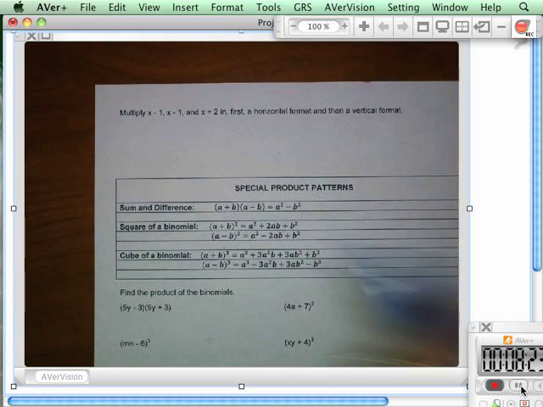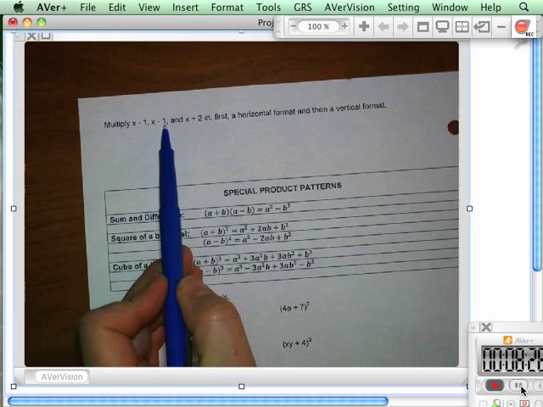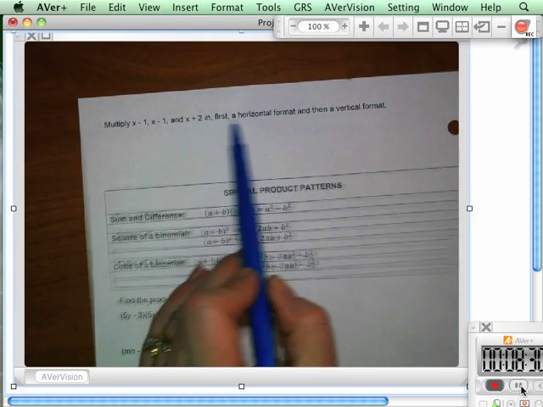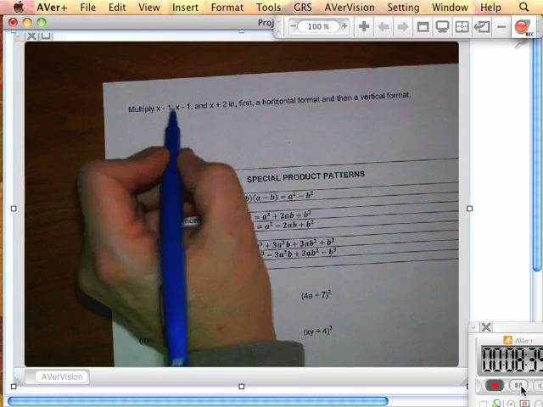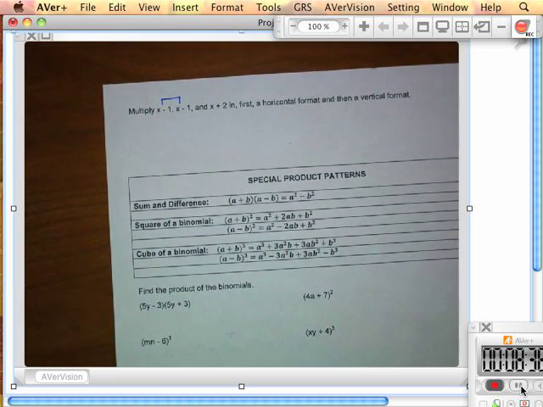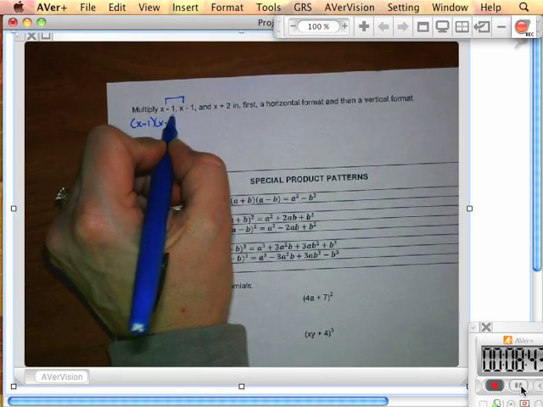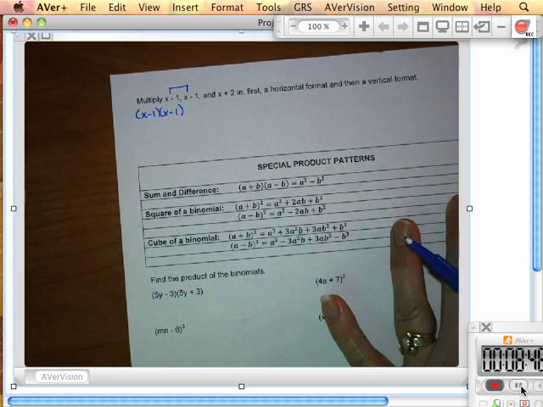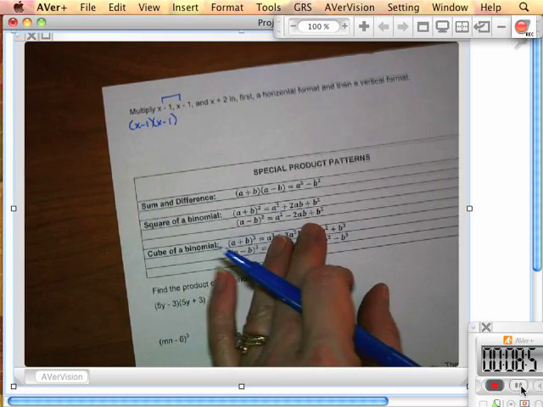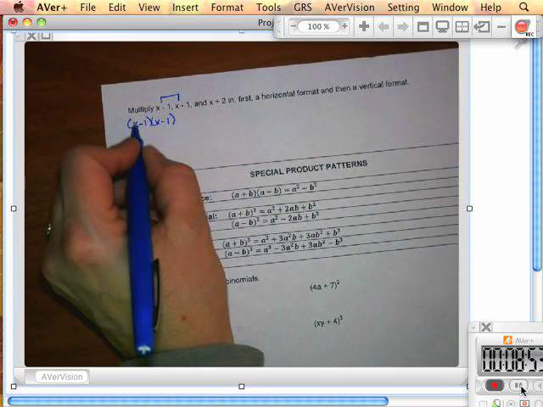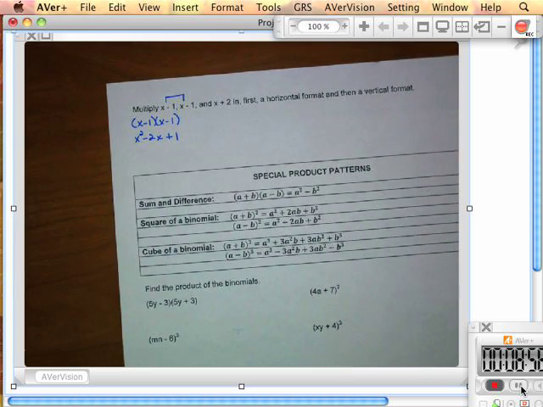Okay. Now what I need to do is I need to multiply x minus 1, x minus 1, and x plus 2 in first the horizontal format and then in the vertical format. So the first thing I'm going to do is multiply those two together. Basically it looks like this, x minus 1 times x minus 1. You can use the FOIL method. It's also a special product or square of a binomial, if you remember that, which we'll get into again here. But I just know that this is going to be x squared minus 2x plus 1. And you can FOIL it if you need to.